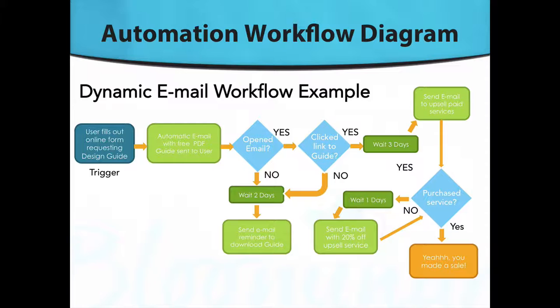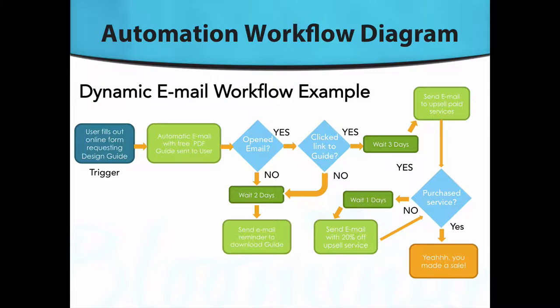So let's go through this example. A user fills out an online form requesting a design guide. In this case, this could be some type of PDF. The moment that somebody fills out that form, they'll automatically get an email with a link to download the PDF or with the PDF as an attachment. Then, as part of the workflow setup, we can create a node that checks, hey, did the person open the email or not? If they didn't open the email, then we'll ask the workflow to wait 2 days and then send another email reminder. So this clearly shows that depending on what the user did, the workflow gets adapted.